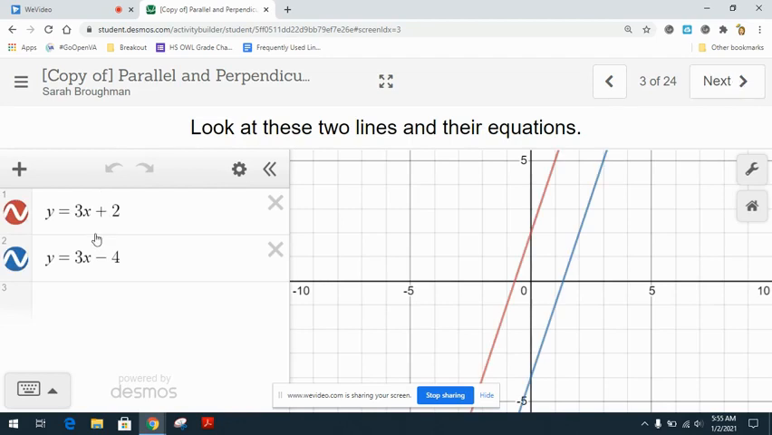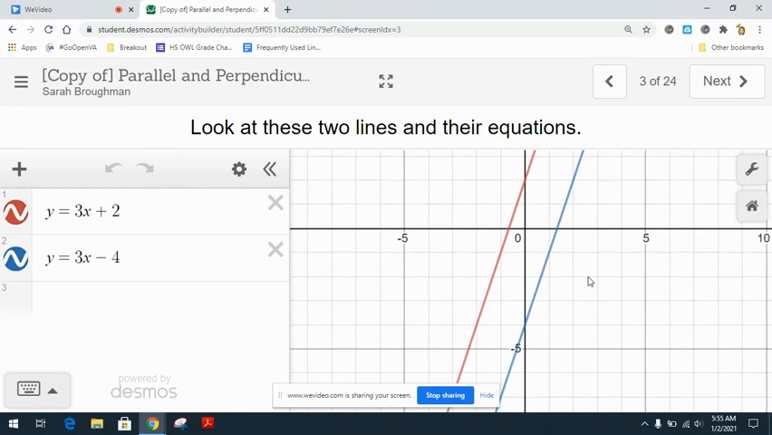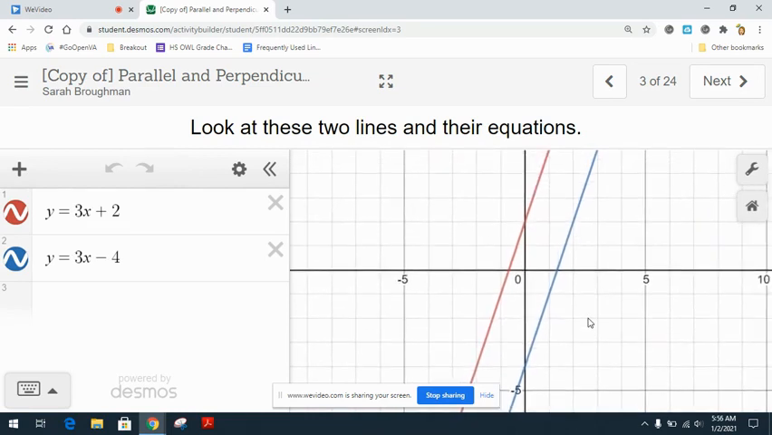So we have y equals 3x plus 2 and y equals 3x minus 4. So these lines are parallel. They never cross or touch. If I look at their equations, they have the same slope. They have different y-intercepts.